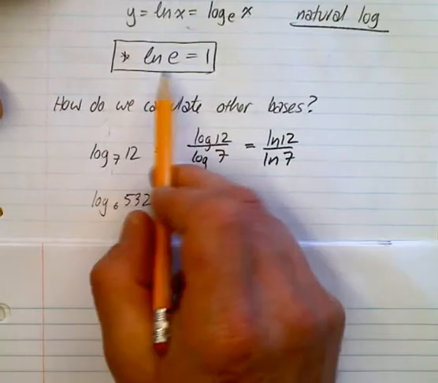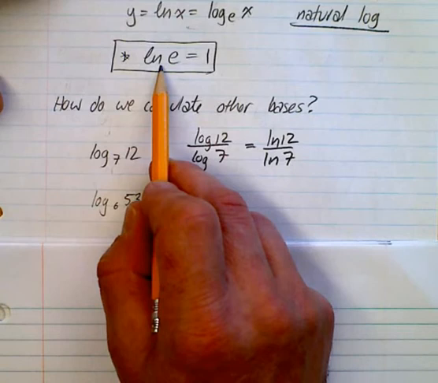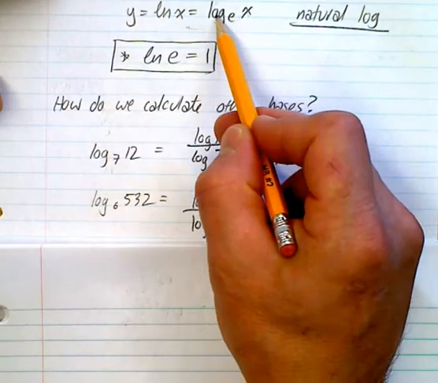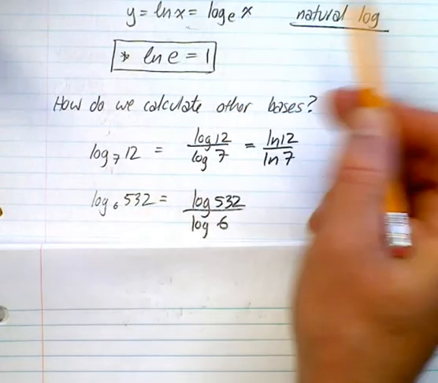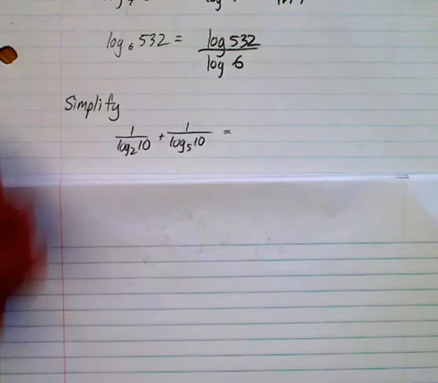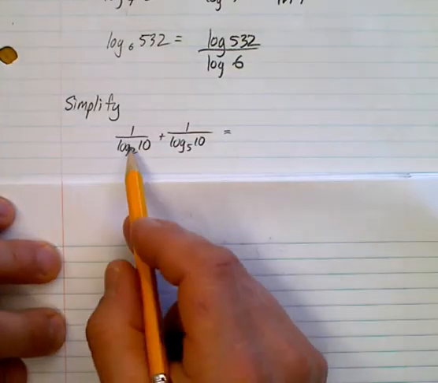I just left this here. We've already looked at that, right? That means that log base e of e is 1, right? Okay, let's go down here. We're almost done. So let's have a look at this.